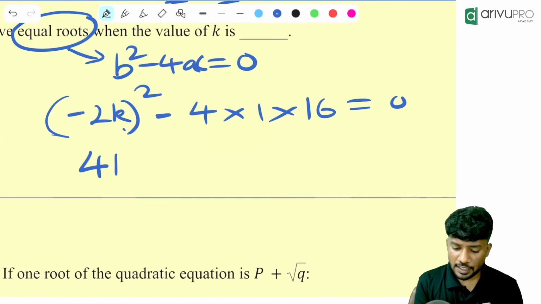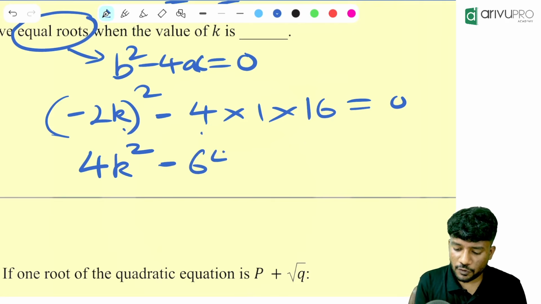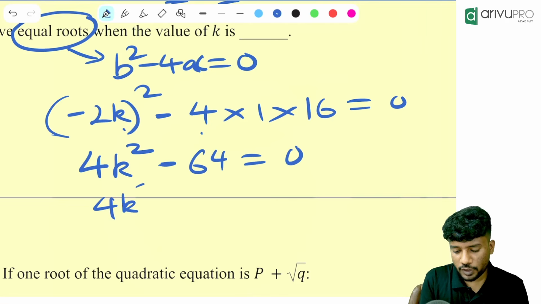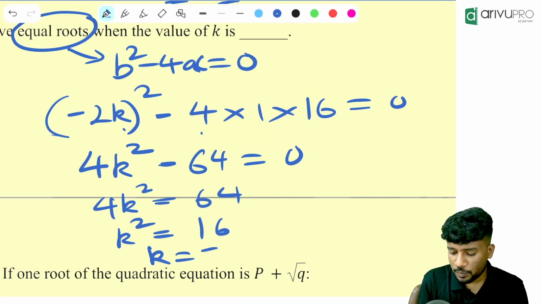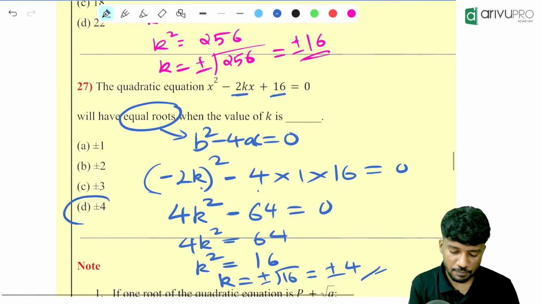K square, K is the whole square, is how much? K square minus 4 into 16 is how much, people? 64 is equal to 0. Now you tell me what is 4k square. 4k square is equal to 64. K square is equal to how much? 16. K is equal to plus or minus root 16, which is equal to what? Plus or minus 4.